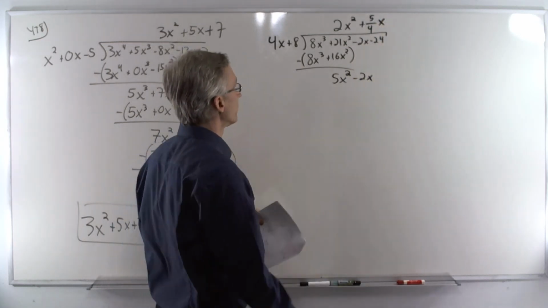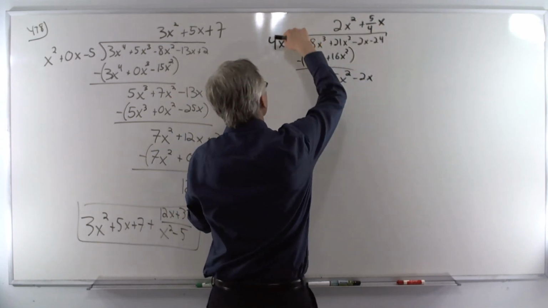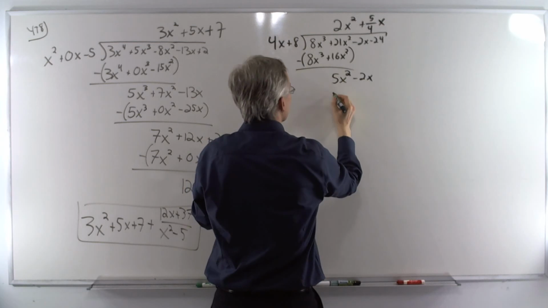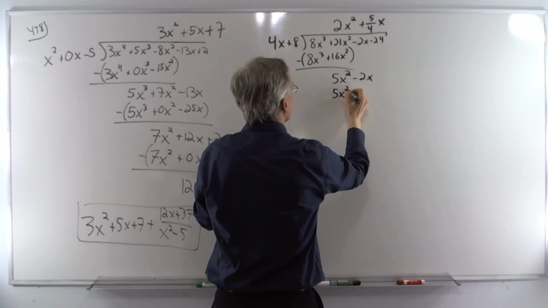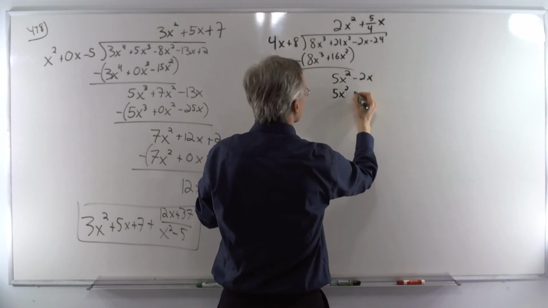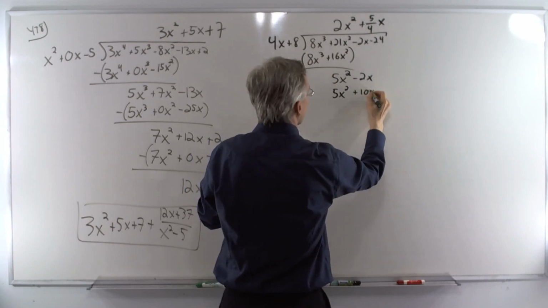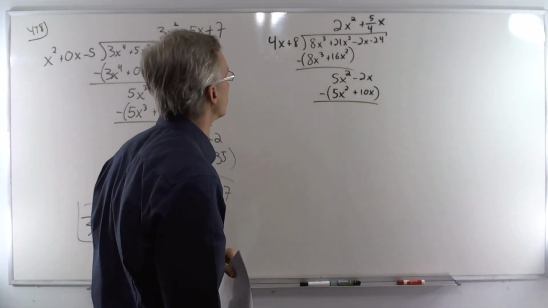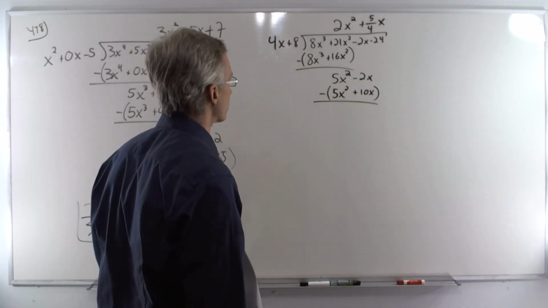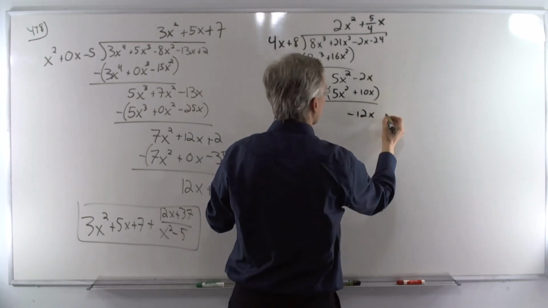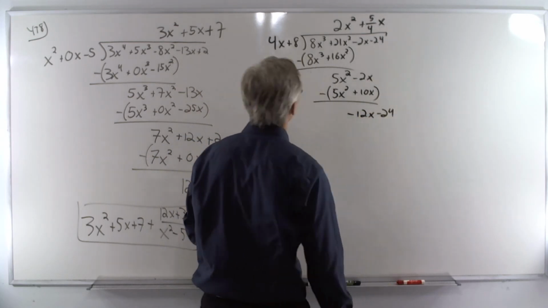Alright, now we're going to distribute 5/4 x into here. So 5/4 x times 4x is 5x squared. And then 5/4 x times 8 is 10x, plus 10x. Now subtracting, that gives us negative 12x, and bring down negative 24.